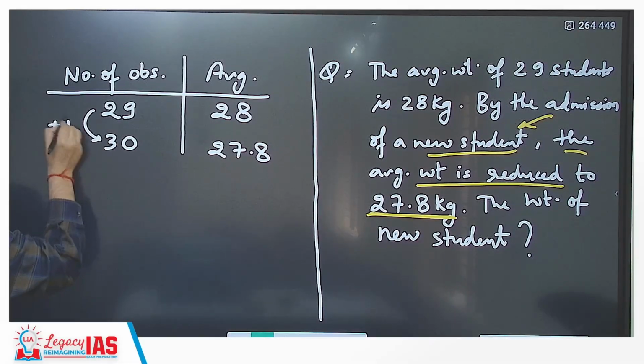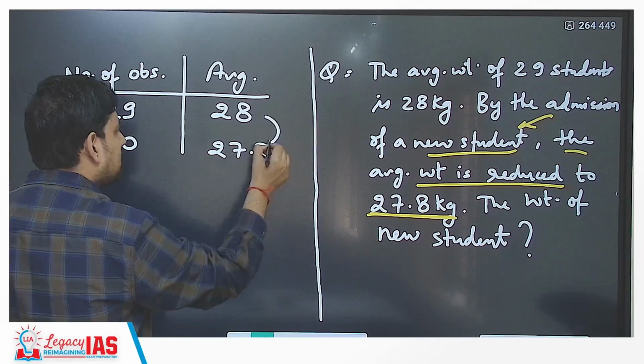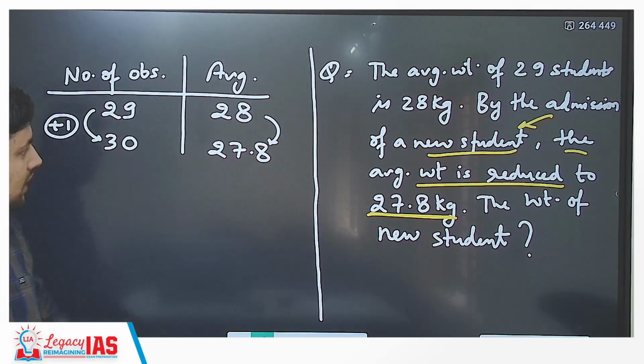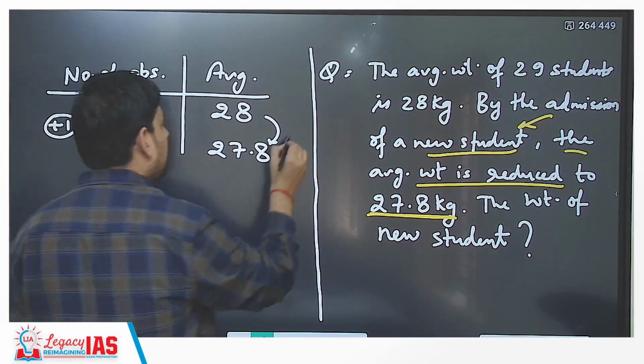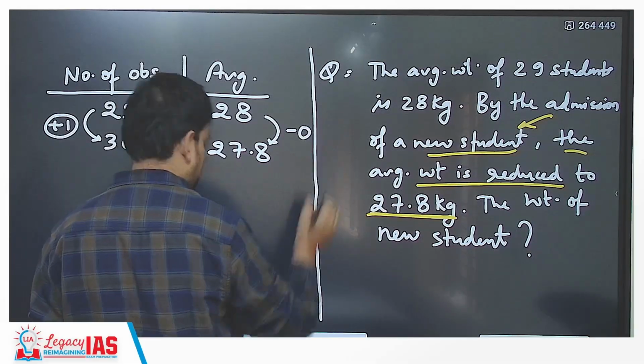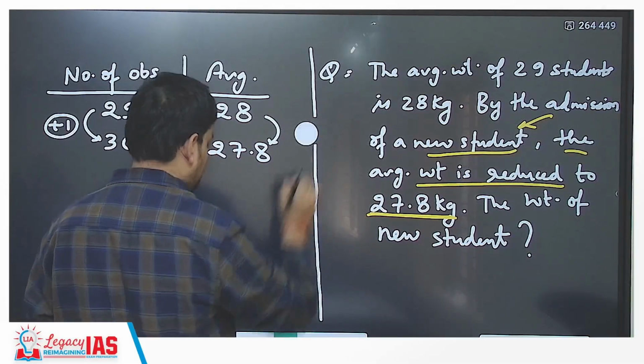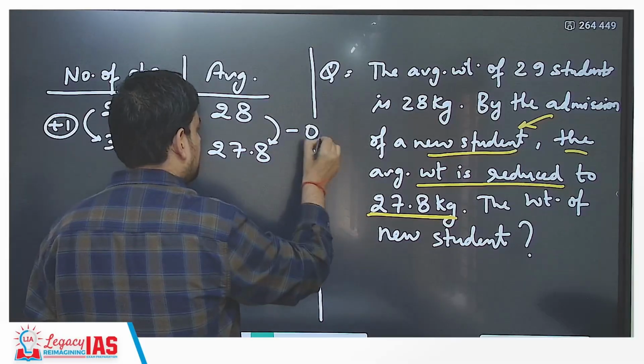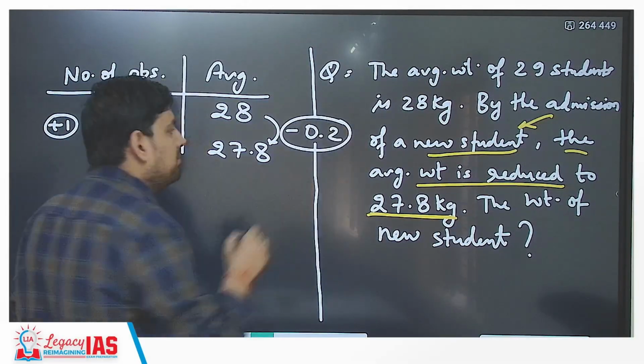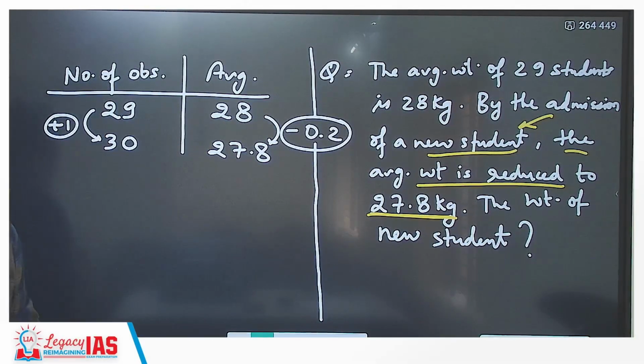Okay, now what is the difference? The difference is of plus 1. And here what is the difference? This is always written in ascending order. The difference is of minus 0.2. Observe, now this is in negative. Now again we'll process it the same way.